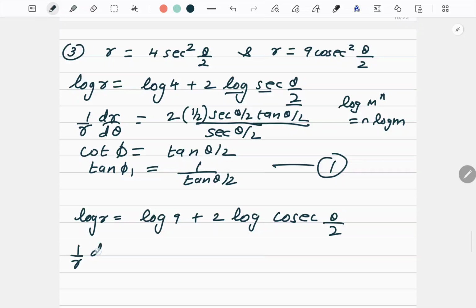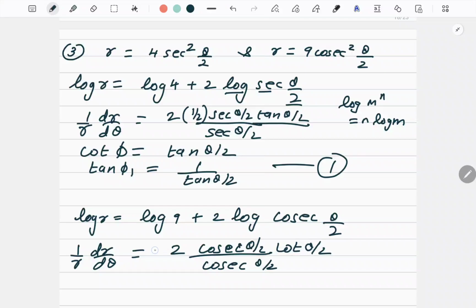Okay. Then 1 by r dr by d theta is equal to 2 upon cosec theta by 2. Then what is the differentiation of cosec? Minus cosec into cot, right? So cosec theta by 2 and cot theta by 2, but with a negative sign.